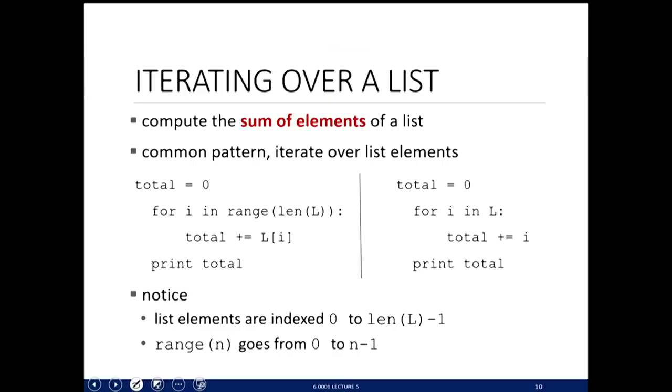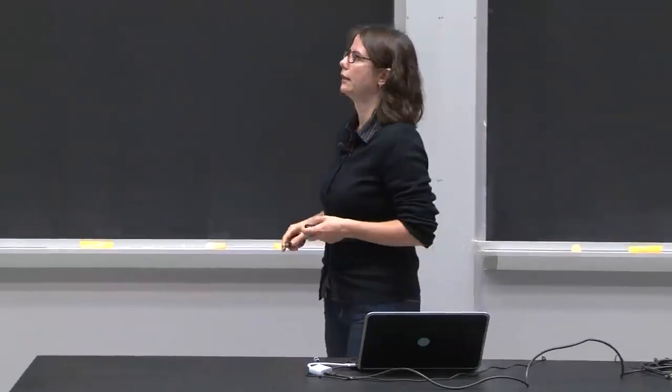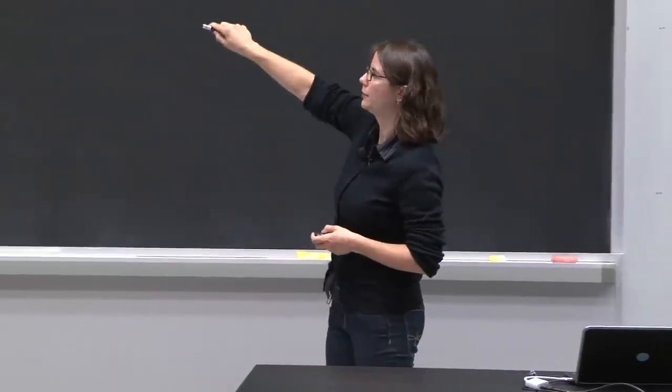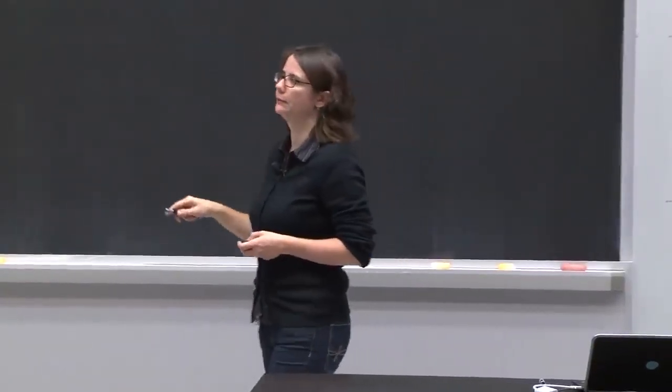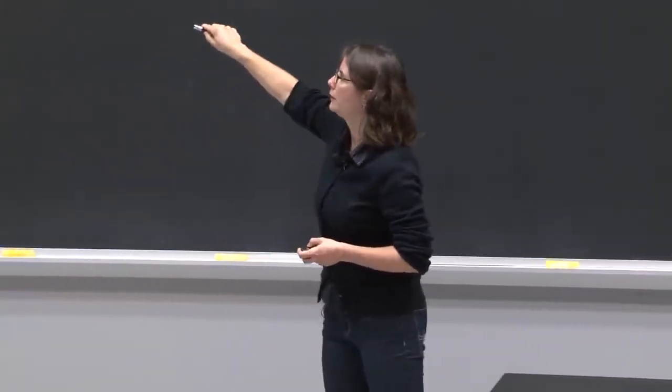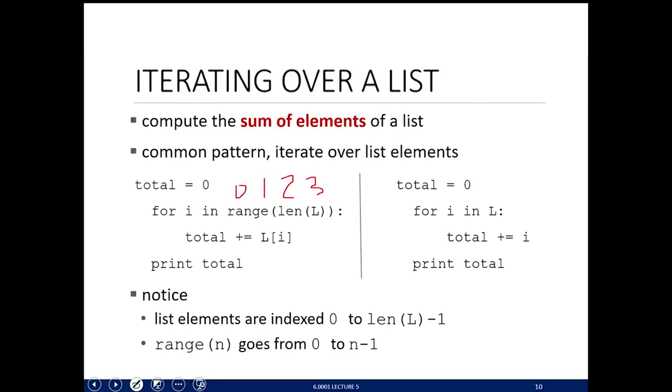So these are identical codes. They do the exact same thing, except on the left, you're going through 0, 1, 2, 3, and so on, and then you're indexing into each one of these numbers to get the element value. Whereas on the right, this loop variable I is going to have the element value itself. Okay? So this code on the right is a lot cleaner.